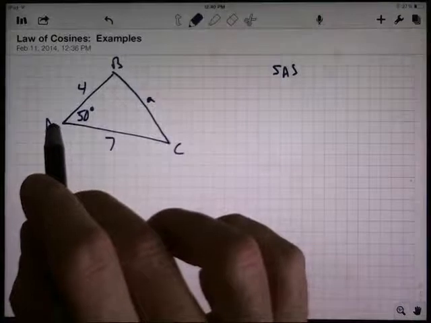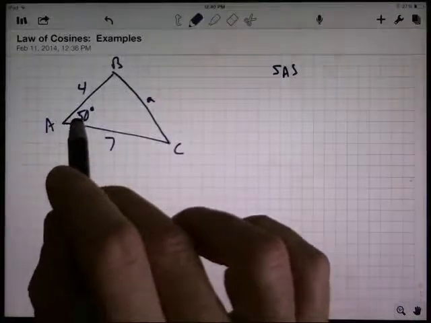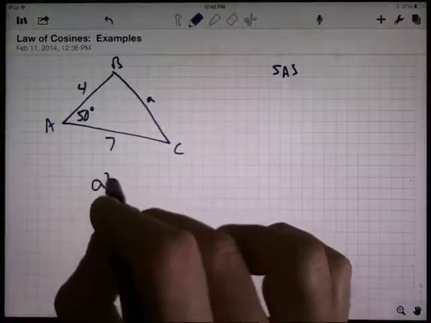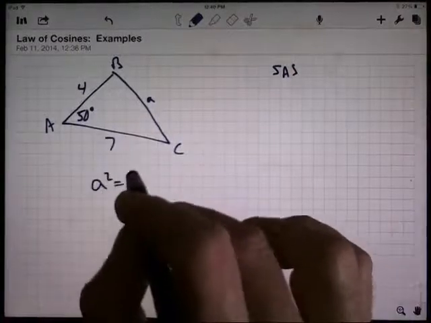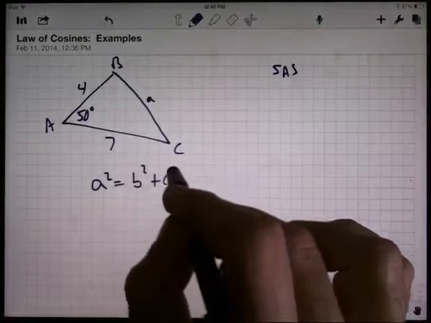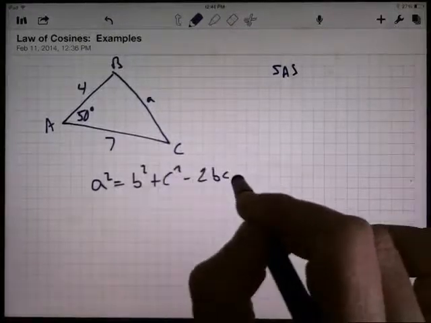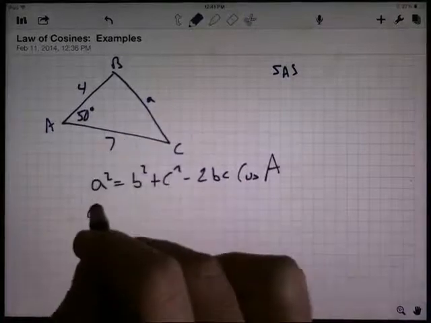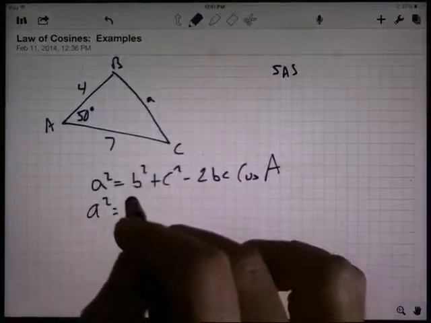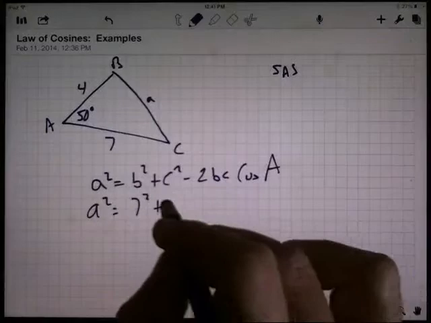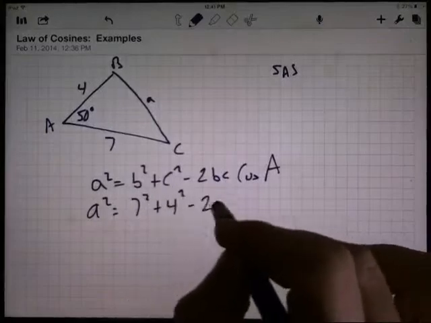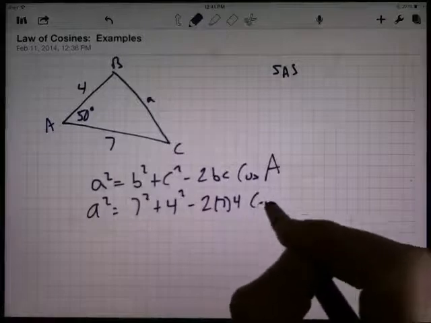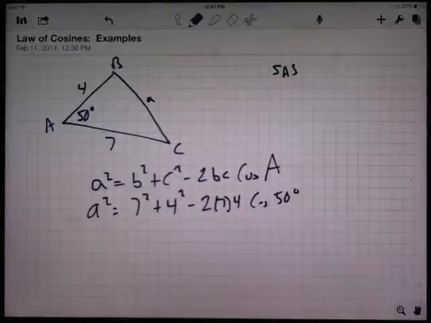I got the angle A, which is 50 degrees. Its opposite side is the thing I don't know. Here we go. A squared equals B squared plus C squared minus 2BC cosine A. That's the law of cosines. So this is what I'm using. A squared equals B squared, which is 7 squared, plus C squared, that's 4 squared, minus 2 times 7 times 4 times the cosine of the angle here, 50 degrees.